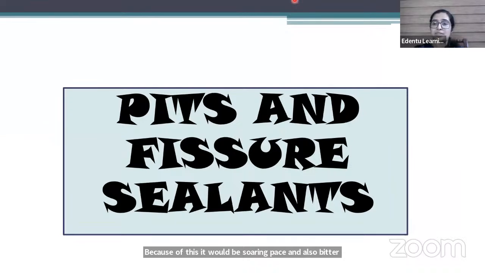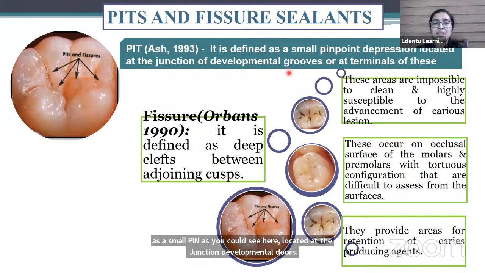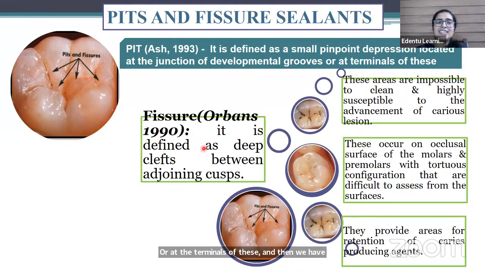Now coming on to pit and fissure sealants, which is yet another commonly asked question. Before getting on to the definition, let's see what the pits are. They are defined as small pinpoint depressions, as you could see here, located at the junction of developmental grooves or at the terminals of these. And then we have the fissures, which are basically the deep clefts between the adjoining cusps, as you could see.